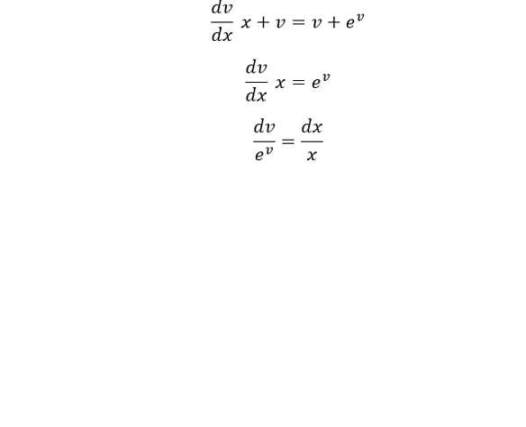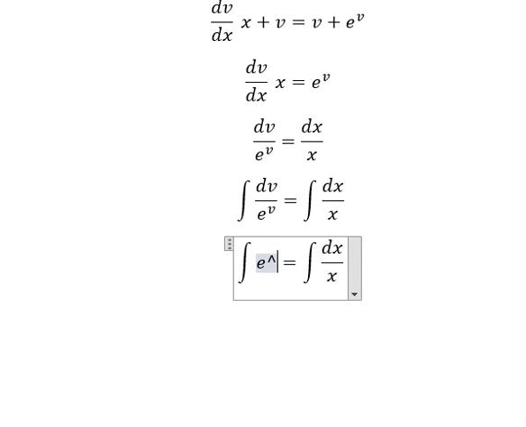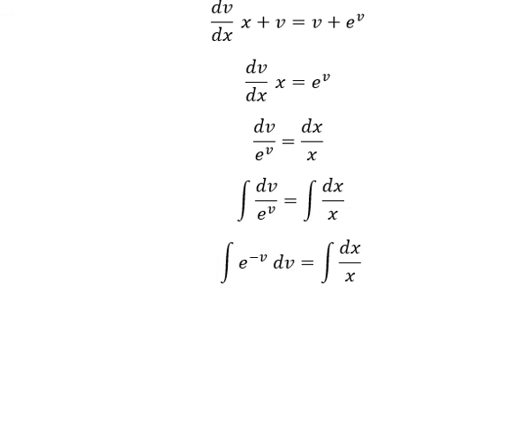Next, we put the integration for both sides. This one we have e to the power of negative v dv. The integration of this one is negative e to the power of negative v, and we put c.